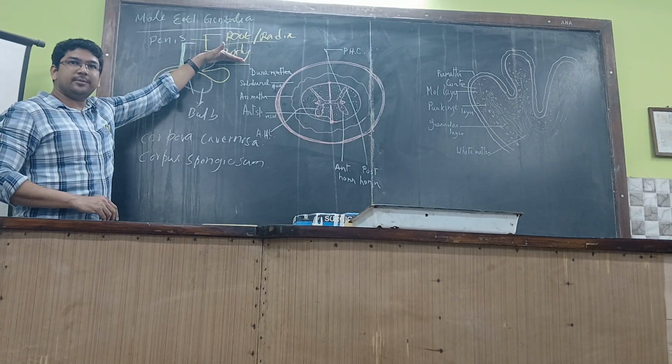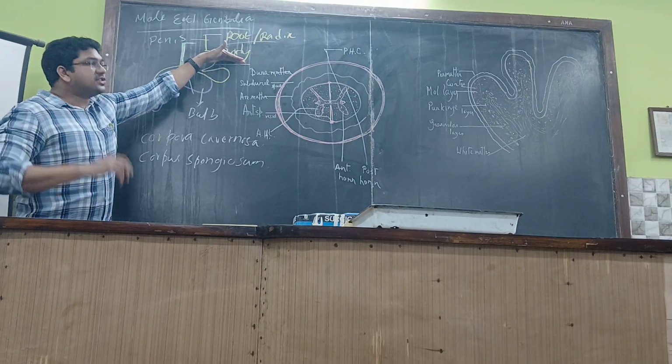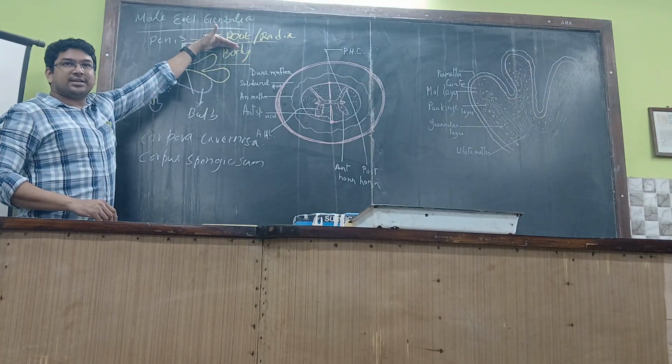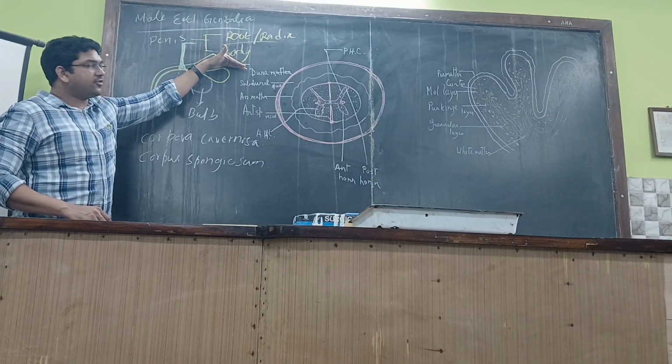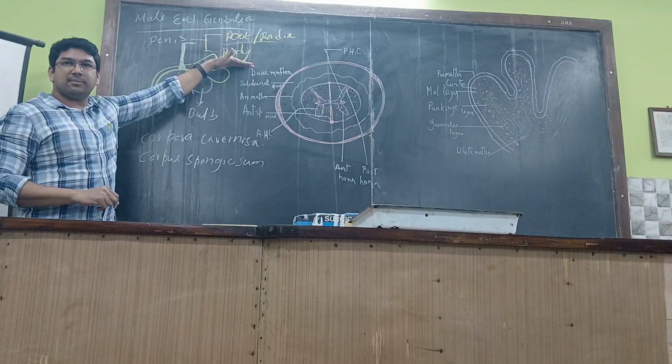What is the perineal membrane? It is the inferior layer of the urogenital diaphragm. There is a superior layer and an inferior layer of the urogenital diaphragm. So the inferior layer of the urogenital diaphragm is termed the perineal membrane.